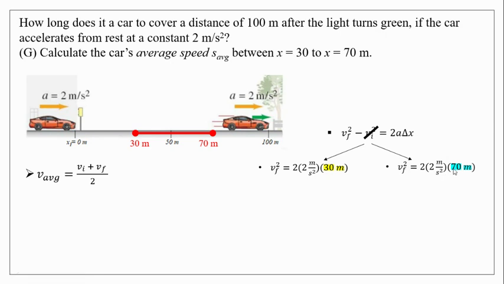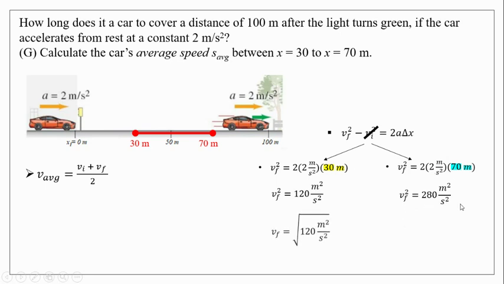Why? Because it wants it between 30 to 70. So if you simplify all this stuff, VF squared on the left side here is going to equal 120. 2 times 2 is 4. 4 times 30 is 120. And then the right side, 2 times 2 is 4. 4 times 70 is 280.